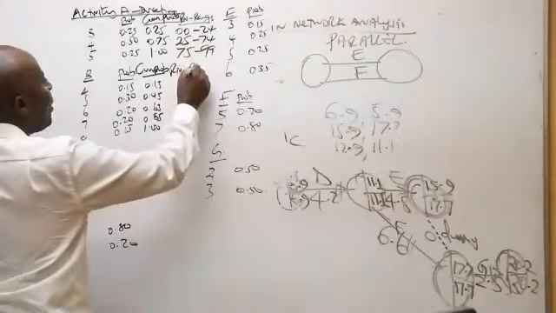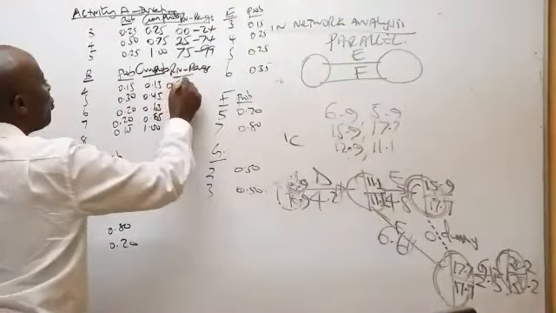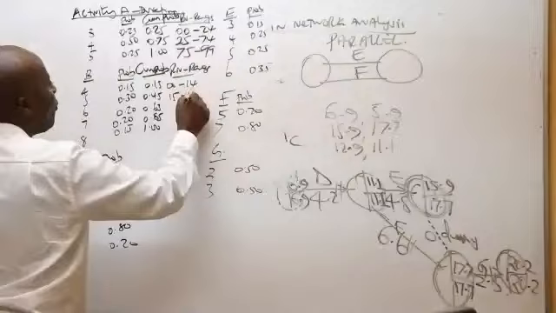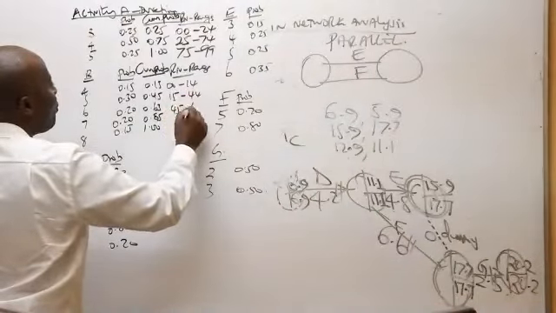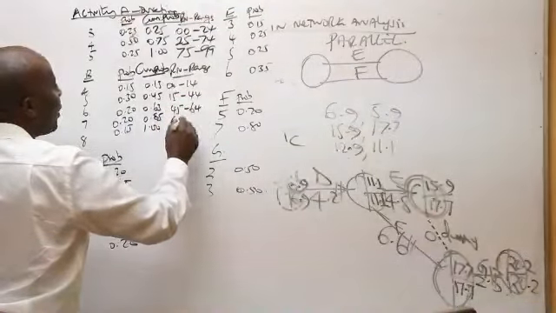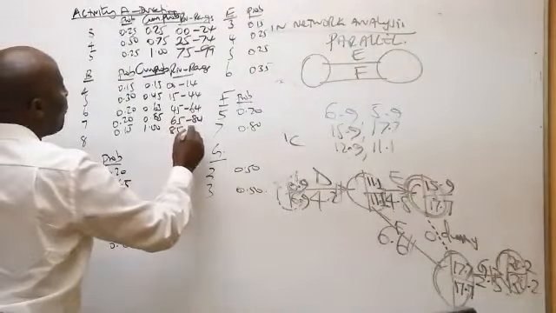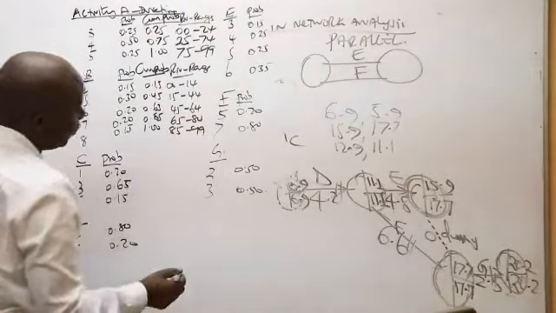So random number ranges, then these will be 00 to 14. This will be 15 to 44. This will be 45 to 64. This will be 65 to 84. This will be 85 to 99, 100 minus 1.